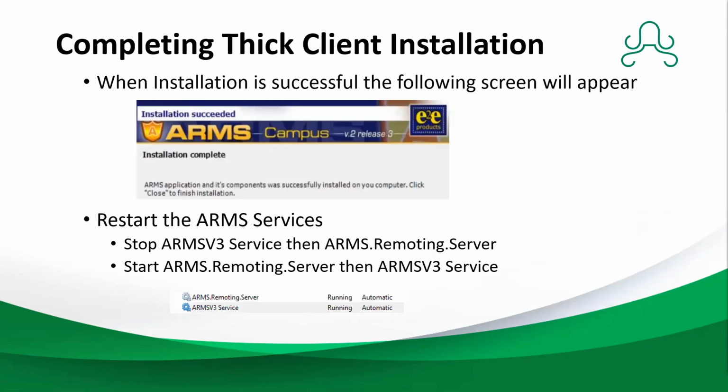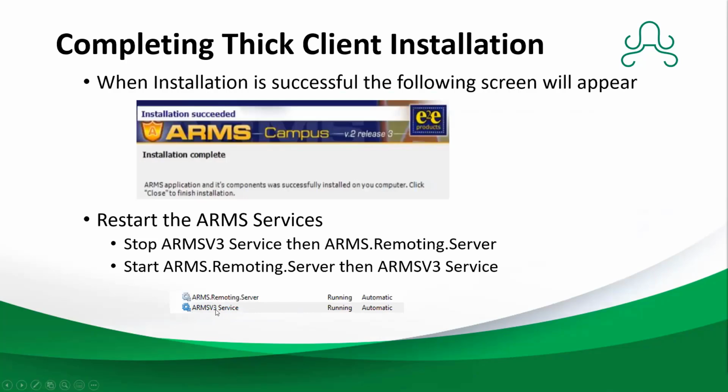And to restart your services, you'll go to the search bar in Windows Desktop, and you'll just type in services, and then you'll want to look for this ARMS v3 service and arms.remoting.server. And these will be running as the service account, so you can notice that whenever you're looking at that.